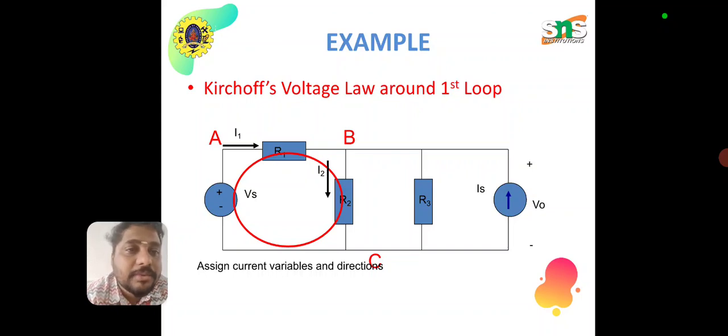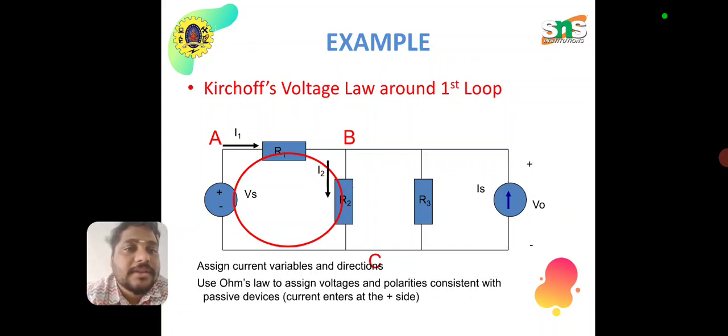Assign the current variables and directions. Likewise, use Ohm's law to assign the voltages and polarities consistent with passive devices. Current enters at the plus direction, point A, as I1, which is divided into I2, and then it reaches the negative side. Take this loop as the first example. I am going to assign values based on Ohm's law: V1 is I1 R1, and V2 is I2 R2.